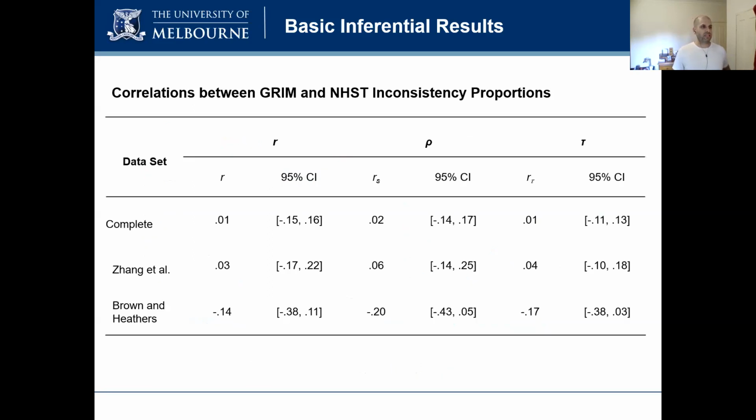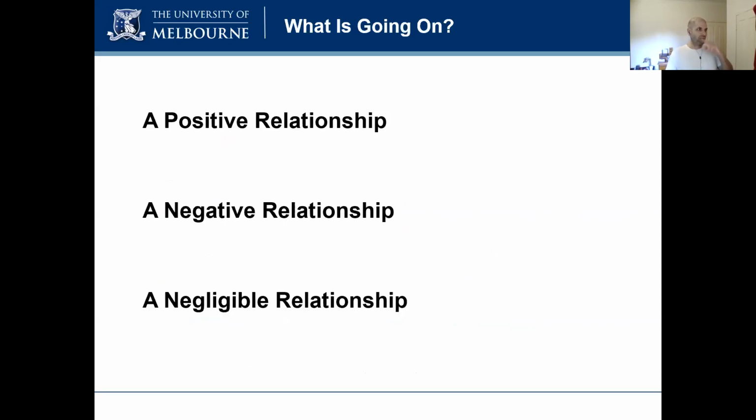So the correlations that we looked at were a standard Pearson's correlation, but also Spearman's Rho and Kendall's Tau, to try and account for that 0 inflation a little bit. But as you can see here, most of the associations are really quite weak. And in any case, all of the confidence intervals do cross 0. So what is going on?